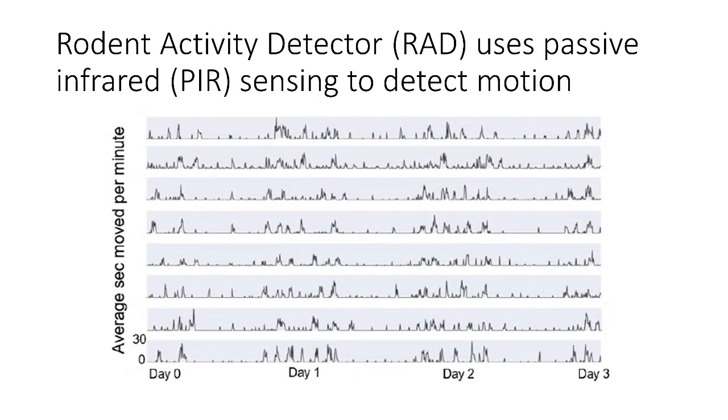So here we're looking at 3 days of data from 8 cages, showing us a clear circadian rhythm. So we can collect activity and circadian data very easily and very cheaply with a device like this.